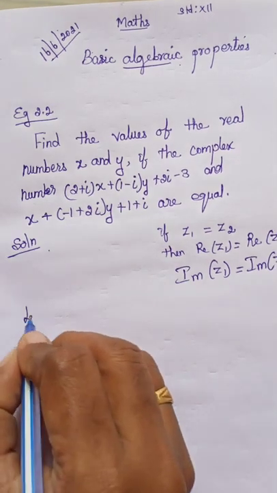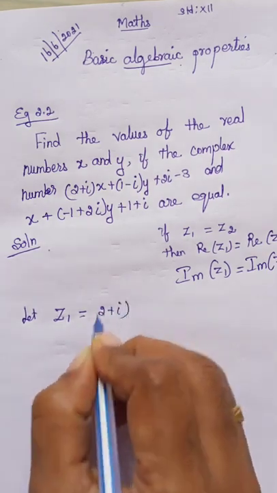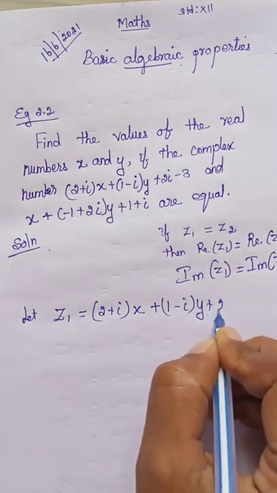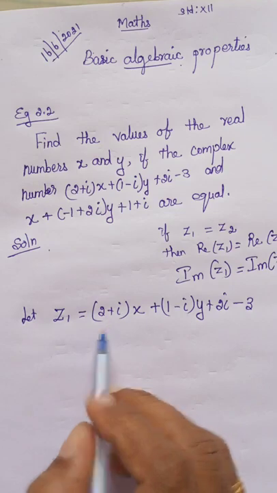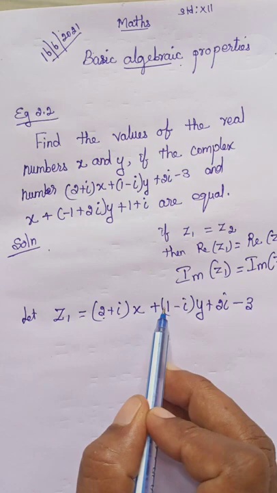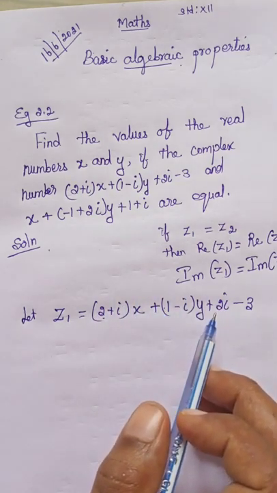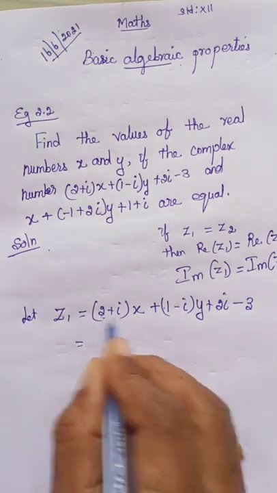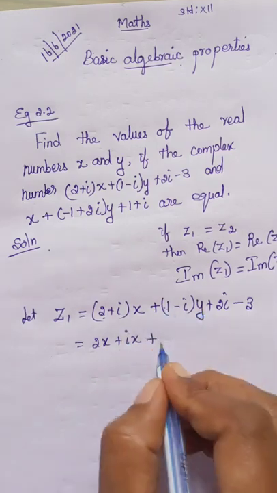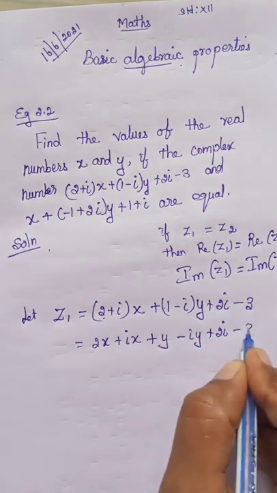So we are going to take, let z1 is equal to (2 + i)x + (1 - i)y + 2i - 3. Actually, the real and imaginary parts are all mixed together. So we will first separate what is the real part and what is the imaginary part. See, multiplying out: 2x + ix + y - iy + 2i - 3.